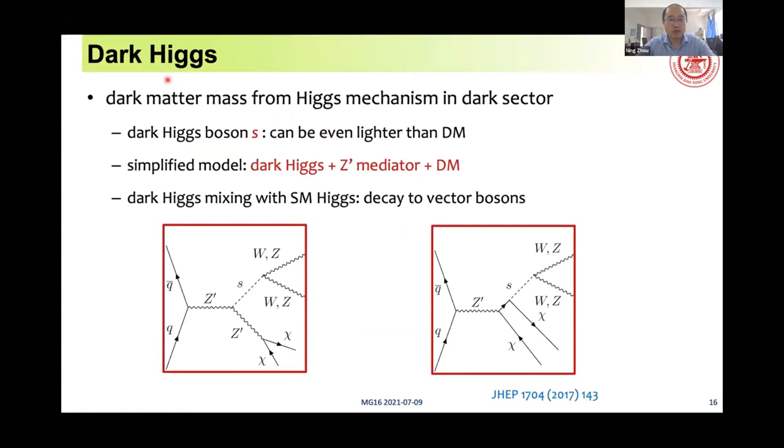Okay. Another model is the dark Higgs. Here the dark matter has mass. In the dark sector, we can ask about the origin of this mass. It may have a similar Higgs mechanism as the Standard Model, so there could be a dark Higgs boson. In a simplified model, we have the dark Higgs and dark matter, and also a Z prime mediator connecting the Standard Model with the dark sector. Below are the two typical diagrams for dark Higgs production at colliders. Once produced, the dark Higgs can decay to vector bosons since it has some mixing with the Standard Model Higgs.